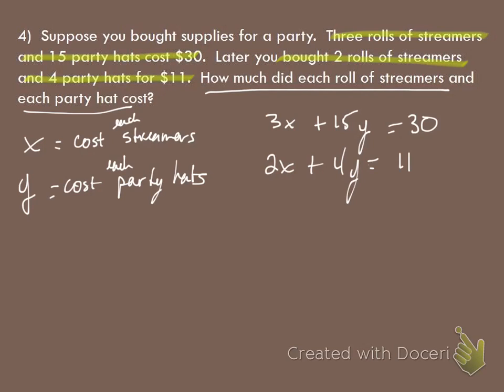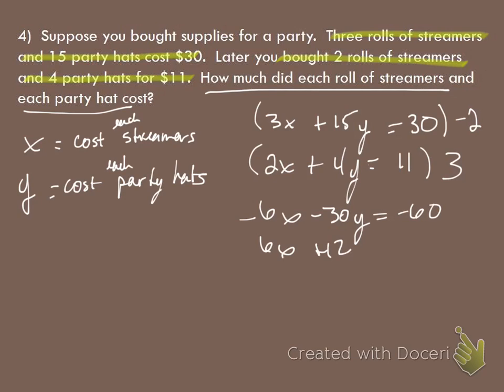And now you want to go through and solve it, right? For me, elimination is going to be a bit easier. I'm going to eliminate the x's by multiplying the first equation by -2 and the second equation by 3. Multiply by -2 in the first equation because I need the x's to be opposite signs. So you're going to get -6x minus 30y equals -60, and then 6x plus 12y equals 33. Hopefully we can solve a system at this point. We've been working on that for quite some time.